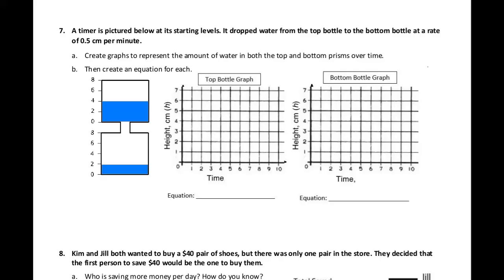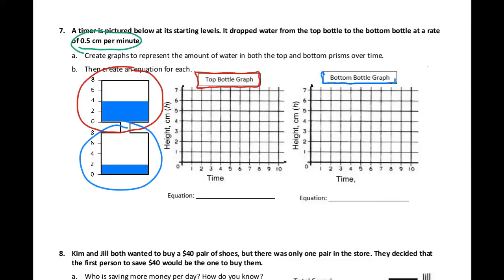A timer is pictured below at its starting levels. It dropped water from the top bottle to the bottom bottle at a rate of 0.5 centimeters per minute. So half a centimeter per minute. A. Create graphs to represent the amount of water in both the top and bottom prisms over time. Then create an equation for each. Okay? So this goes with this, the top bottle graph, and this goes with this one.